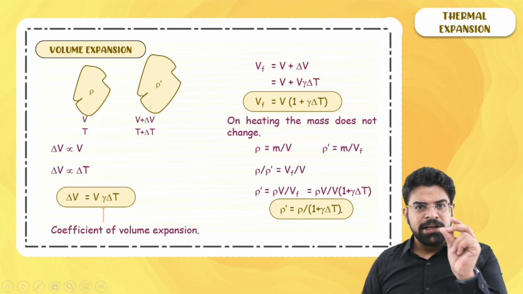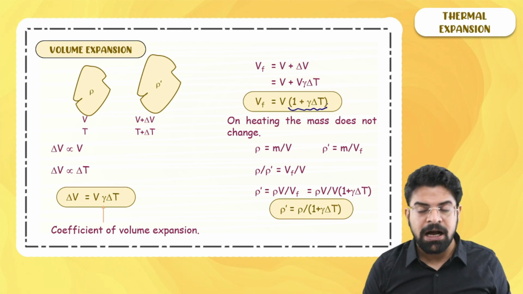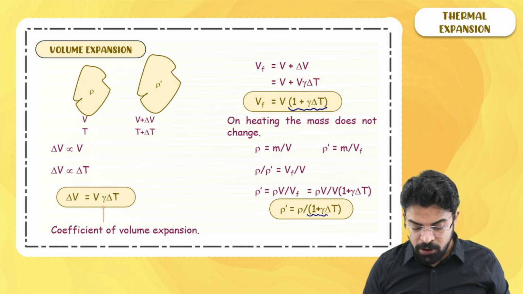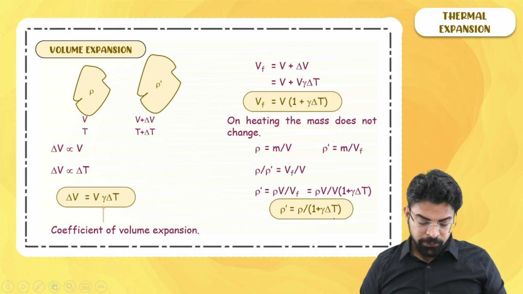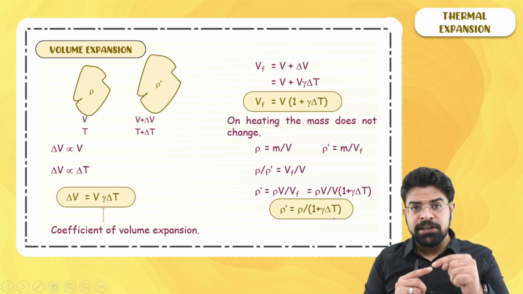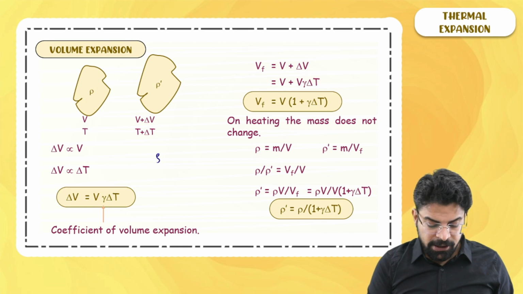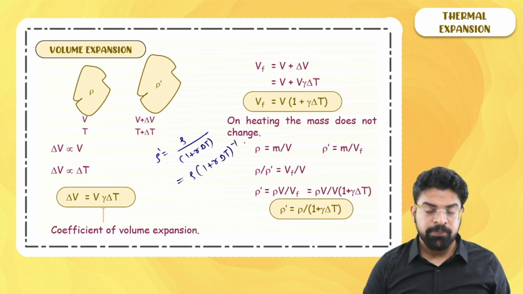So the density and volume have to be inversely proportional. If the volume becomes (1 plus gamma delta T) times, then the density will become 1 upon (1 plus gamma delta T) times, right? They are inversely proportional. Now there is another way to write the final density using the initial density, gamma and the change in temperature. You can say the final density equals original density upon (1 plus gamma delta T). This can also be written as rho times (1 plus gamma delta T) raised to the power of minus 1.